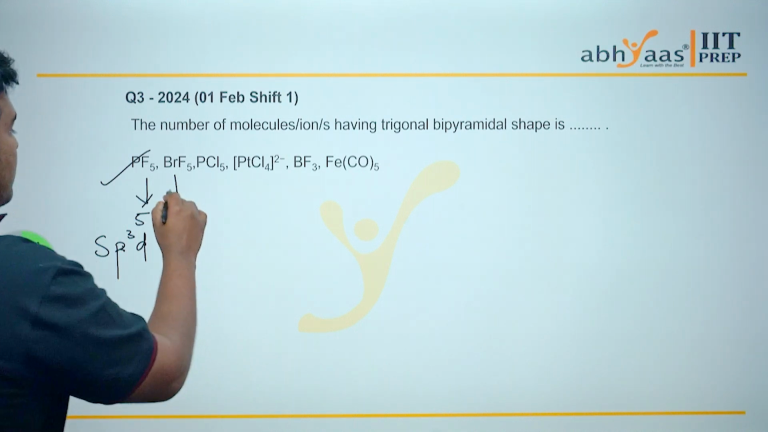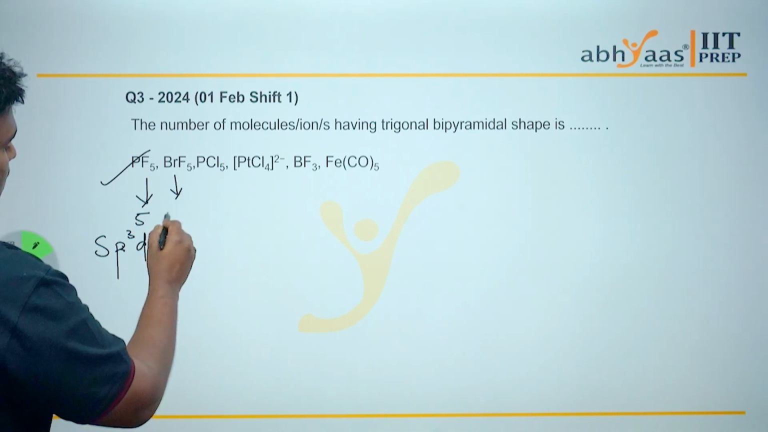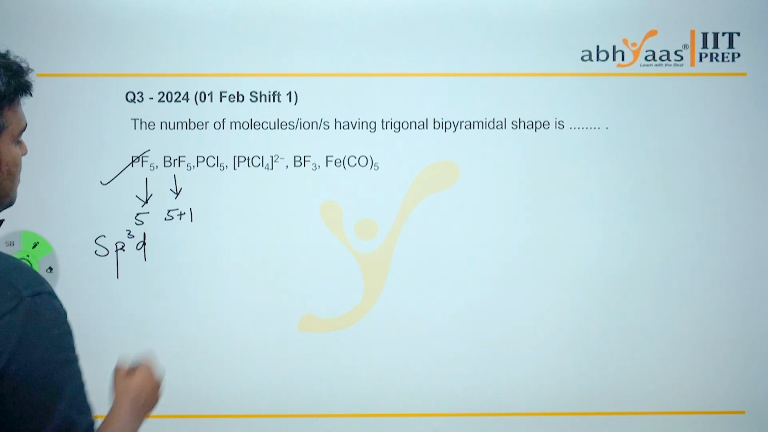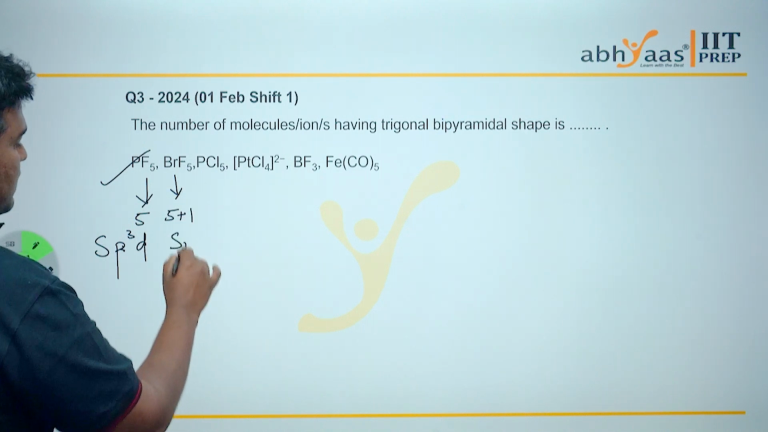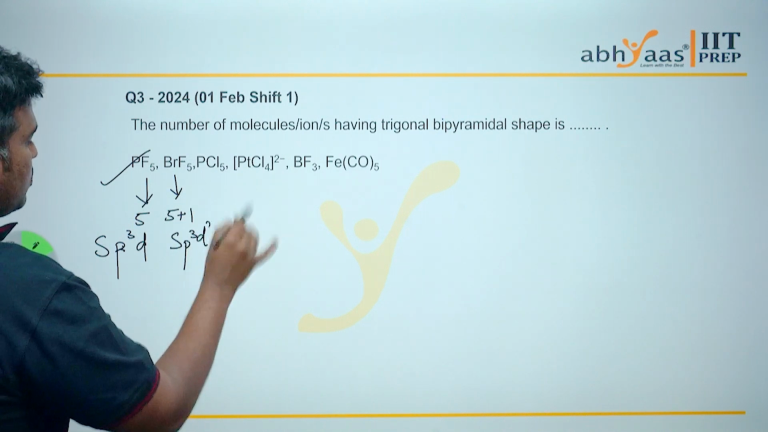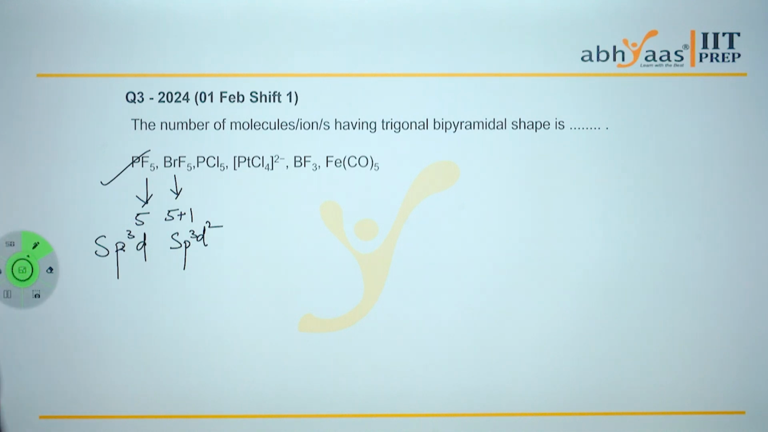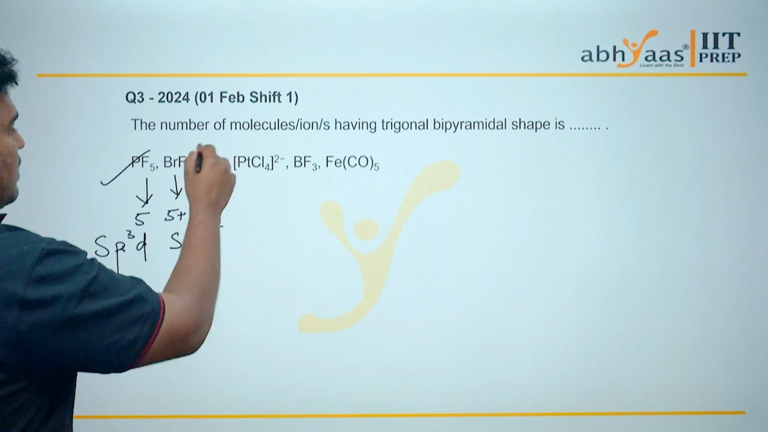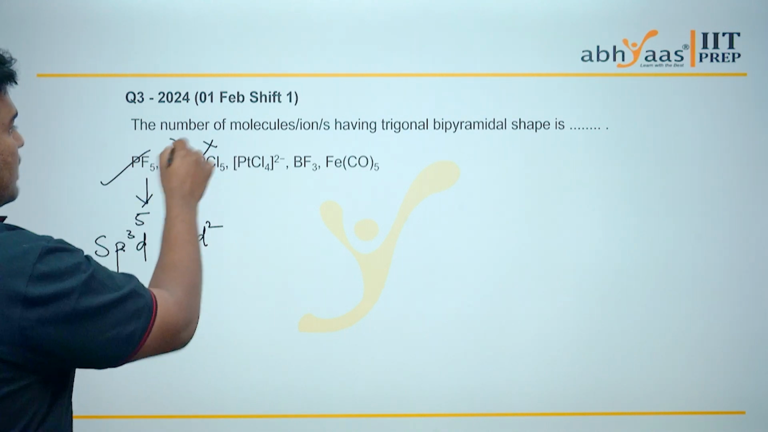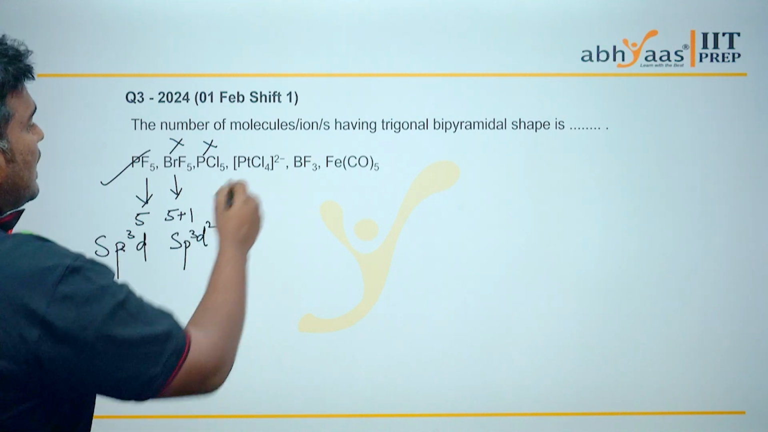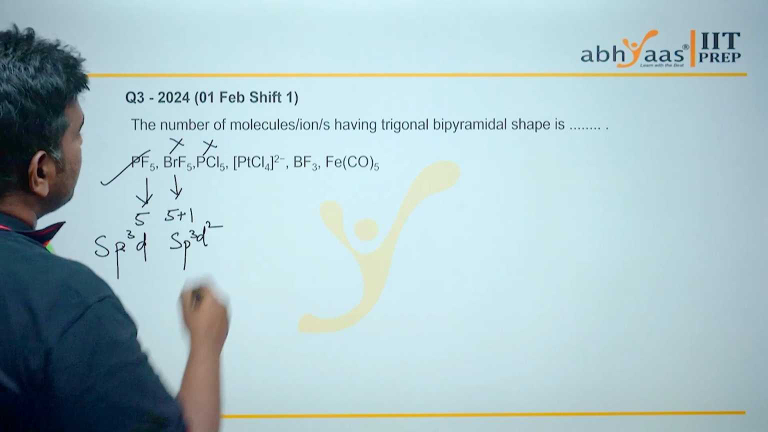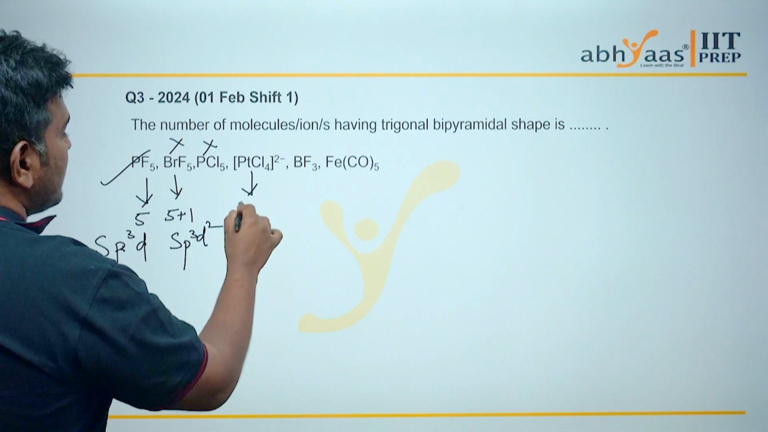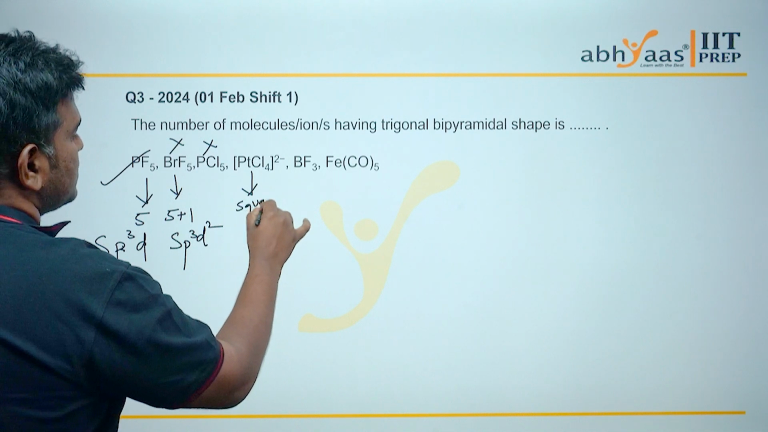Now coming to BrF5, you will have 5 plus 1, 6 as the steric number, and it will be sp3d2. In this case, you will not have trigonal bipyramidal, it will be square pyramidal. So we will not have trigonal bipyramidal. Coming to this particular PtCl4, here also we will have a square planar structure.